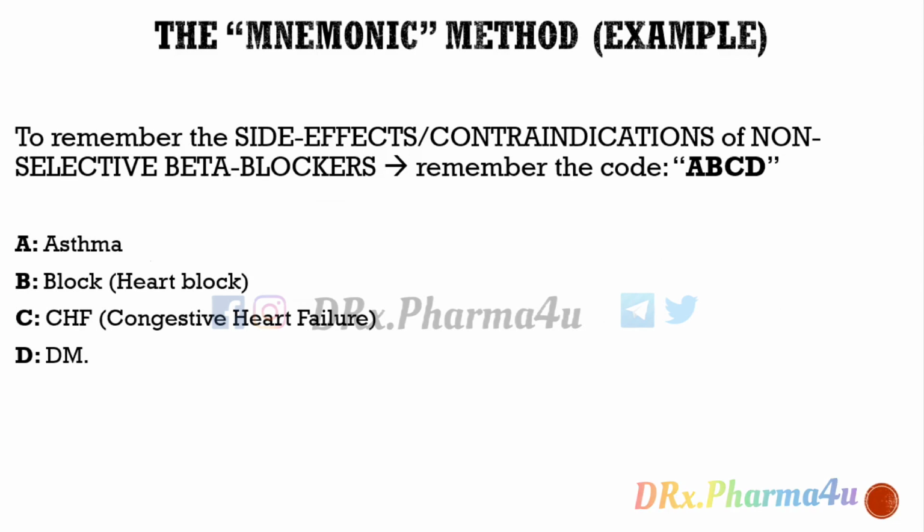C is congestive heart failure, because heart failure is a condition in which the heart is not able to beat properly. So if bradycardia is happening because of a non-selective blocker, then definitely things can get worse. And obviously D is diabetes mellitus. We'll come to that in some other video. This is also very interesting: why beta blockers, especially non-selective ones, should never be used in diabetes.